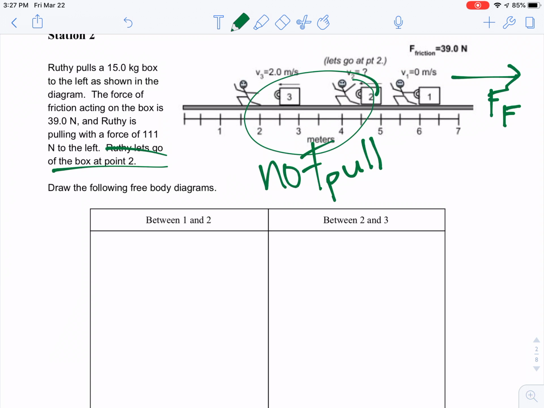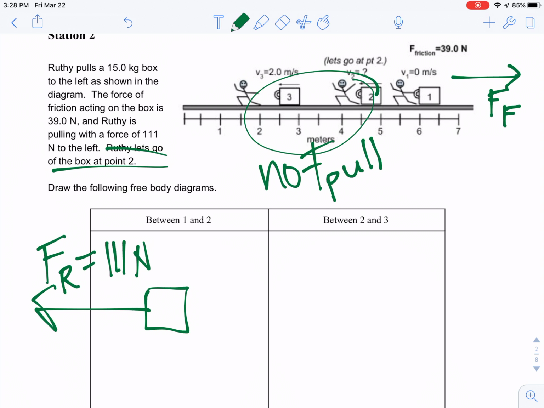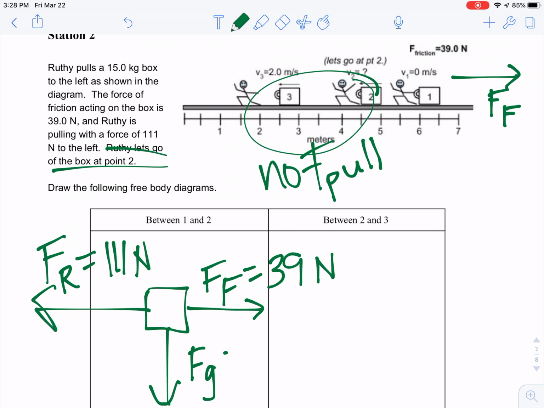Okay. We're going to draw the free body diagram. So between 1 and 2, that's when there is Ruthie's pull. So let's put that on there. F Ruthie is 111 newtons. Super. This way, F friction is 39 newtons. Wonderful. Okay, pointing down is going to be our force of gravity, which is 150, because that's mass times g, mass times 10, so 15 times 10. And then pointing up should be normal force, which is also 150.